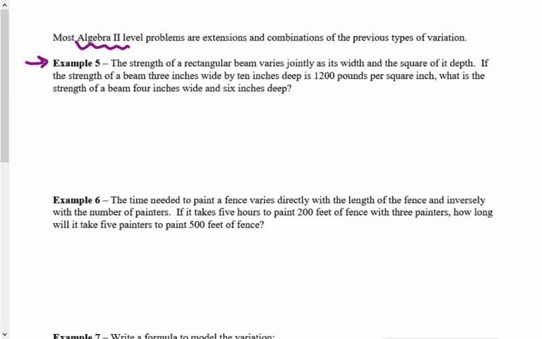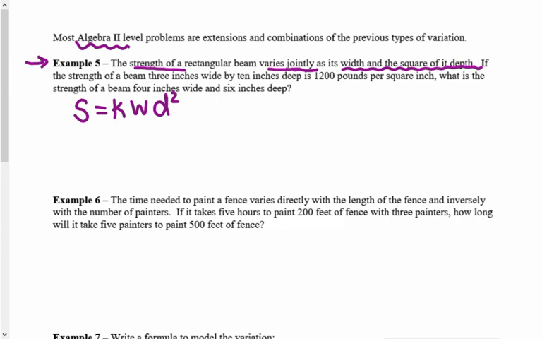Okay, we're going to start out with just writing the variation equation for this, and then I'll let you go back in and fill in the rest of the stuff. The strength of a rectangular beam, let's call that S, varies. When I see varies, I write equals K. Jointly is what tells me that the things that follow are all direct variation. So the width, we'll call that W, and the square of the depth, D squared. So this is our original function. I'll have you pause the video in just a minute to go back and do that one.